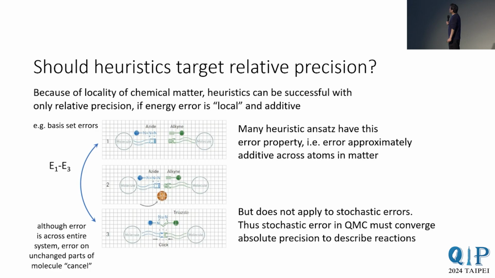But there are some exceptions. For example, stochastic error doesn't behave in this way. If you are trying to converge a stochastic error, it's just a random error. It's not correlated to any local feature of the problem. Then you really need to converge a stochastic error to this absolute precision.